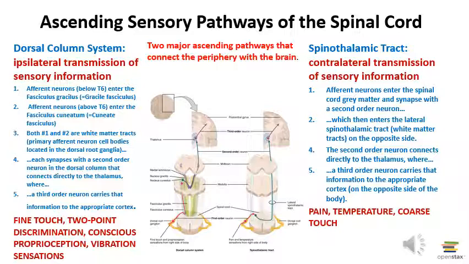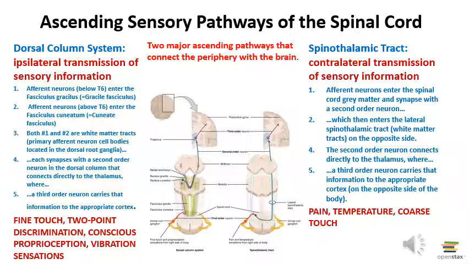On the right-hand side of our slide, we've got something called the spinothalamic tract. It is also an ascending tract. It's also going to deal with afferent neurons. It's going to be a little bit different because it's going to be characterized by contralateral transmission of sensory information. In other words, it's going to come in on the left and it's going to wind up heading to the right. It's going to go to the right and head to the left-hand side of the brain.